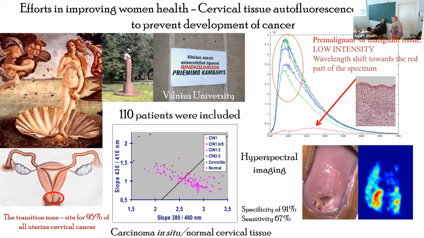We can see here that for the healthy tissue, we have this high intensity signal, while if we have cancer or even early cancer, the signal goes down dramatically, and it also has a wavelength shift of approximately 60 nanometers towards the red part of the spectrum. With a specificity of 91%, we could select also pre-cancer and very early cancer. At the same time, they were surgically treated. So they went from our clinical trial station all the way to the surgery department, which was quite impressive actually, and quite good for the patients. What I show here is a hyperspectral imaging picture, exactly of this area here.